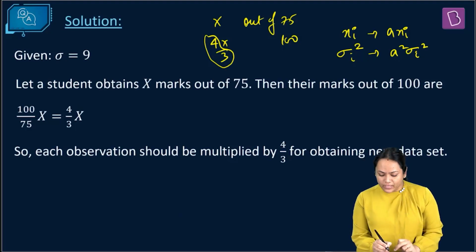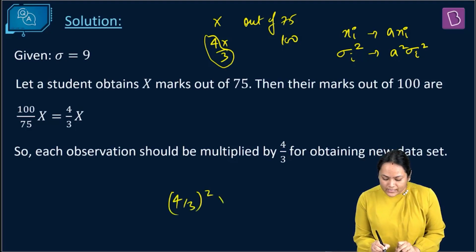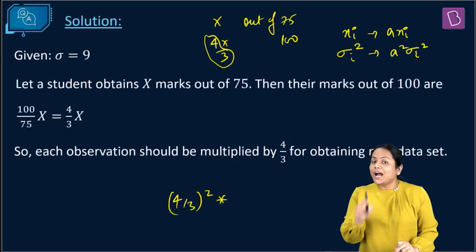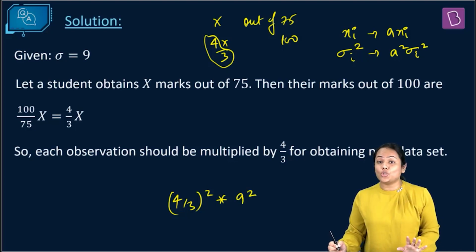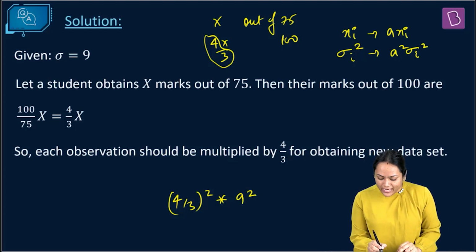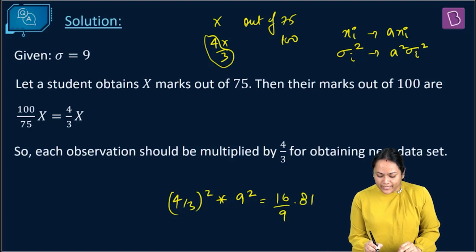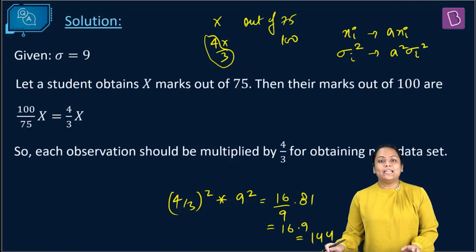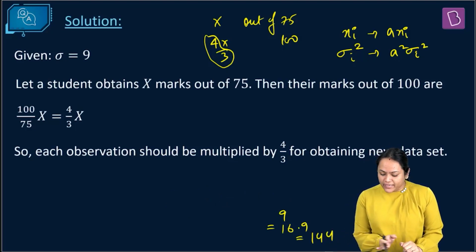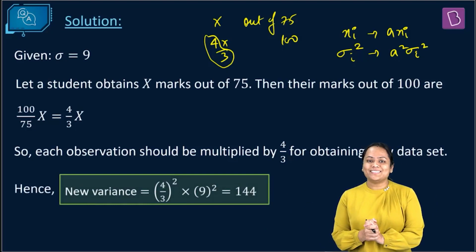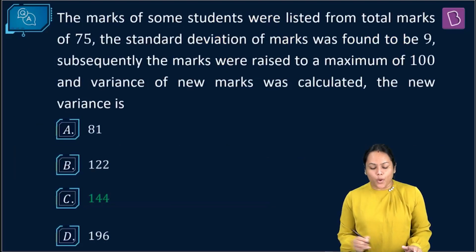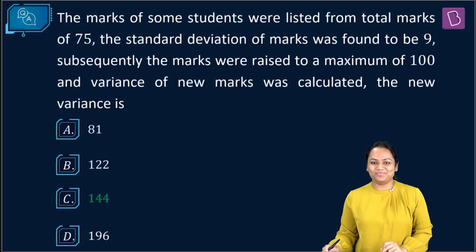Each observation is multiplied by 4 by 3, so my new variance will be 4 by 3 whole square multiplied by the initial variance. And what was the initial variance? That was 9 square, because the standard deviation was 9. When I calculate, this is 16 by 9 multiplied by 81, which is nothing but 16 into 9, which is equal to 144. That means my final variance will be equal to 144. Have you understood? Perfect. Now if we look at the options, the answer will be C.